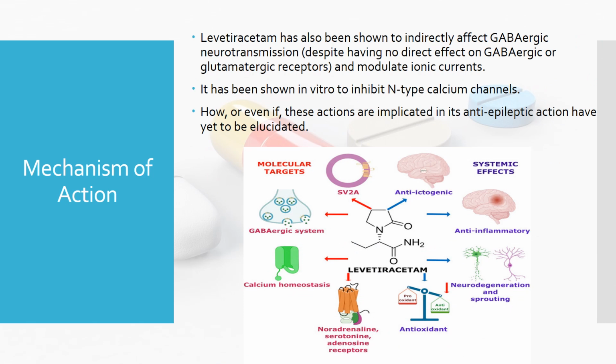Levetiracetam has also been known to indirectly affect GABAergic neurotransmission, despite having no direct effect on the GABAergic or the glutamatergic receptors, and to modulate ionic currents. It has been shown in vitro to inhibit the N-type calcium channels. How, or even if, these actions are implicated in its anti-epileptic action has yet to be elucidated. This medication's mechanism of action isn't fully understood; they are just making suggestions as to what does happen from what we do know about it.